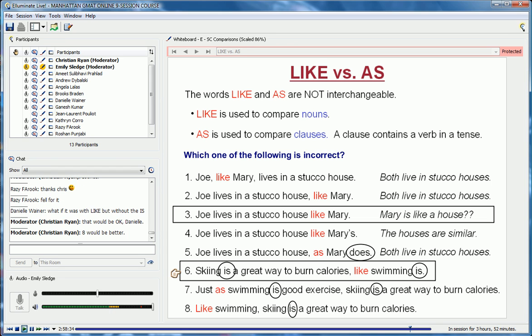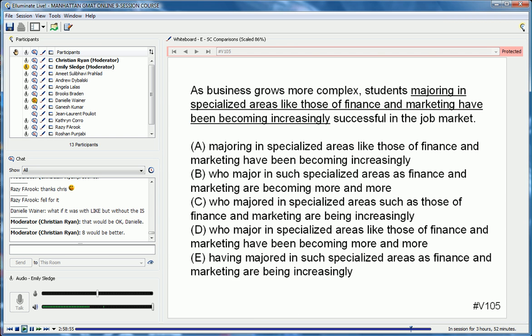And Danielle, your other question about 6. Yeah, it would be correct to use like. Skiing is a great way to burn calories, comma, like swimming. If there were no is, you could get away with that. But 8 would still be better. I agree with Chris. Putting it at the beginning is a better form. Less chance of ambiguity. There's another way that like gets tested, and we'll close with this and only possibly one more.